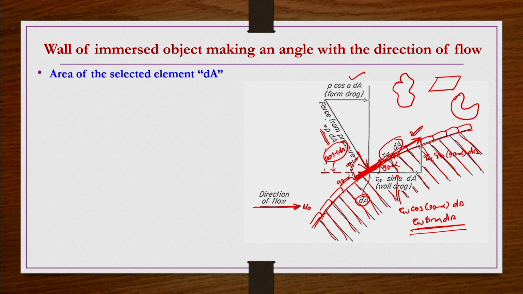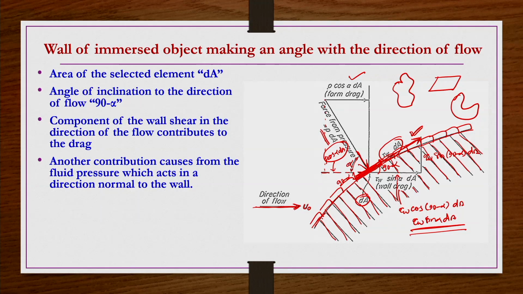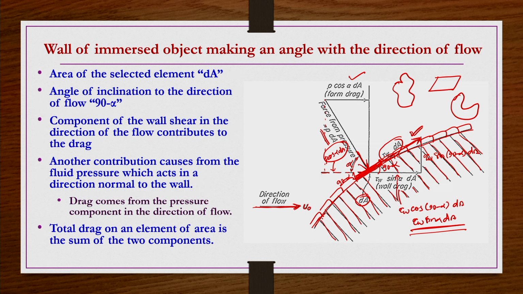So, the area of the selected element here is dA, the angle of inclination to the direction of flow is 90 minus alpha, and the component of the wall shear in the direction of the flow contributes to the drag. Similarly, another contribution comes from the fluid pressure, which acts in the direction normal to the wall. Pressure actually acts normal to the wall, but the drag comes from the pressure component in the direction of flow. So, the corresponding flow direction component we have to find out, and that should be taken as the pressure drag.